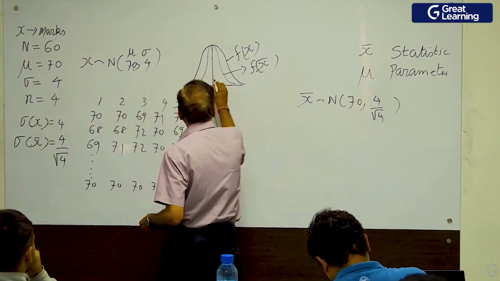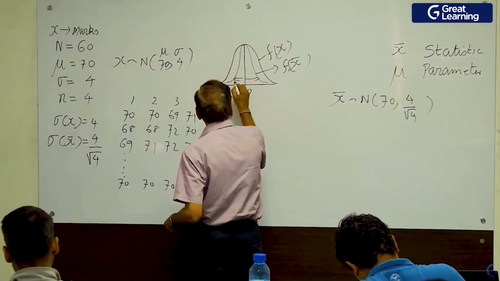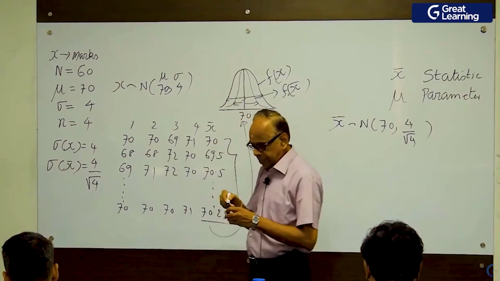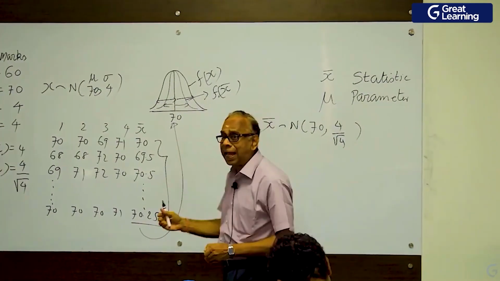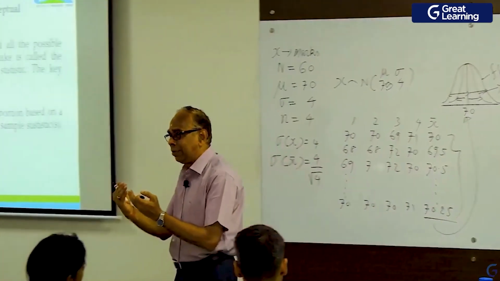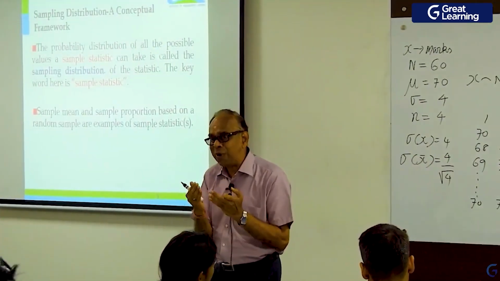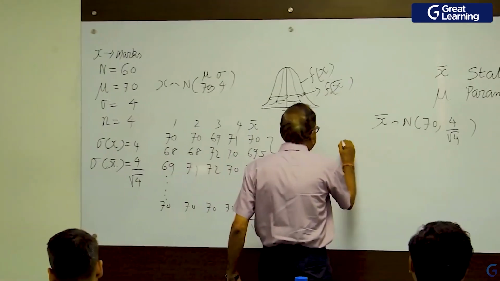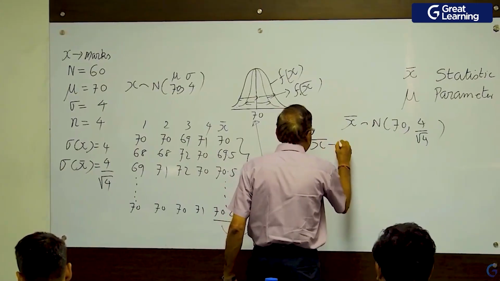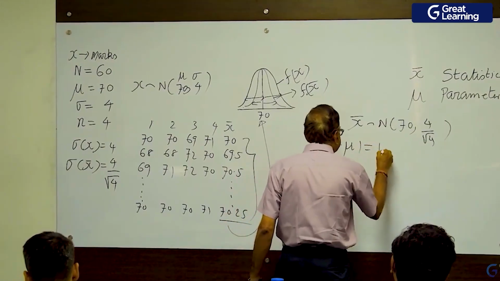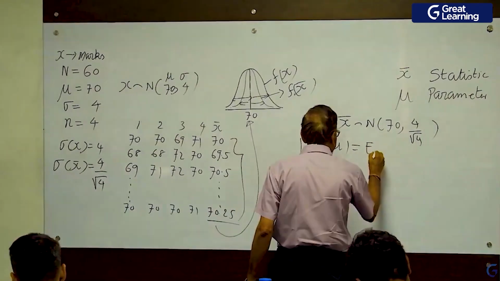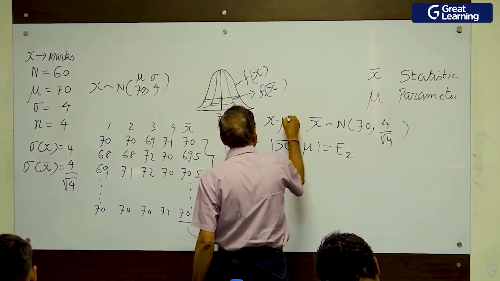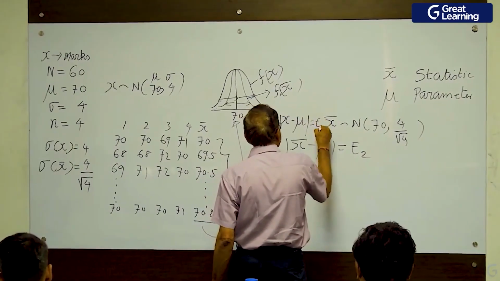Now, the spread here is smaller than the spread here. Do you all agree? And therefore, the curve inside is expected to give a smaller error. In other words, x bar minus mu is the error of the sampling distribution. Call this E2. X minus mu is the error of the original one, call it E1.